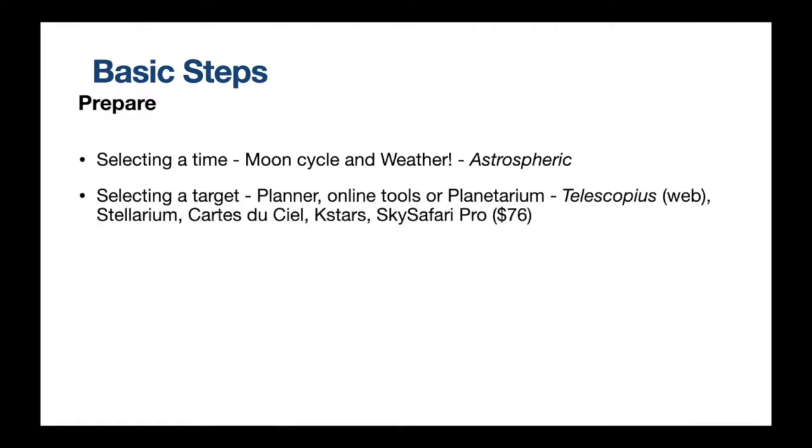The next thing you want to do is select your target after you've checked the weather and the moon cycle. In the target planner, you have tools like Telescopius, that's another web-based app. And you have Stellarium, Carte du Ciel, KStars, and SkySafari Pro. I use SkySafari Pro because it's really nice, and it also will control the mount nicely for pointing the telescope.